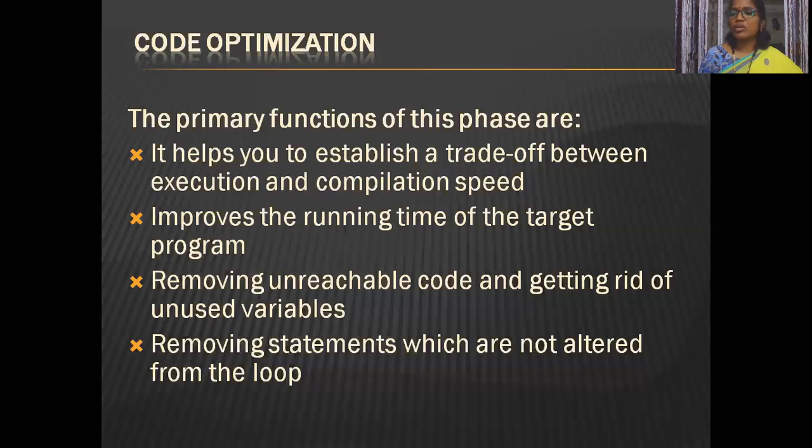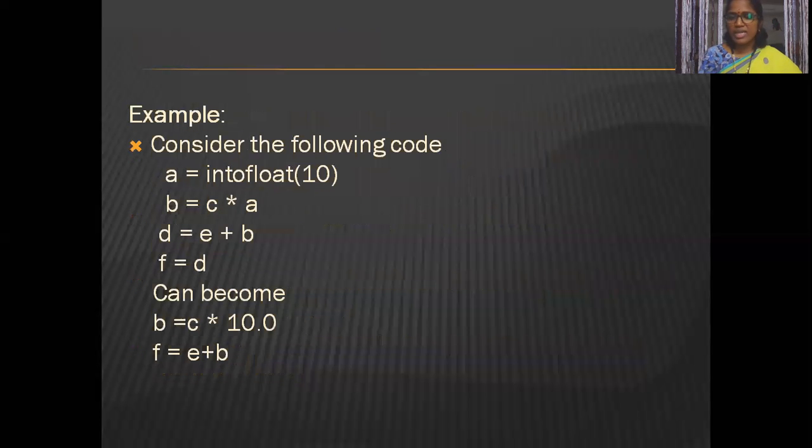So that is called code optimization. You can see an example. Here A is equal to int to float, so it is converting your 10 into float. Actually your 10 is in integer form, so in A you want to assign the float value of 10, which is 10.0. So the first instruction is A equals int to float of 10. Next, B is equal to C into A.